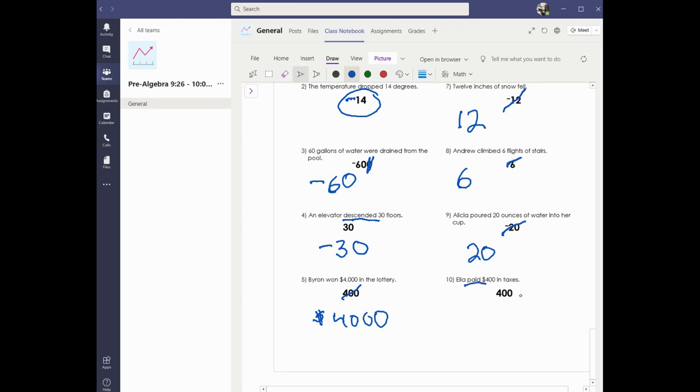Every time you pay anything, you are taking away. So that should be, let me just cross that out, negative $400.